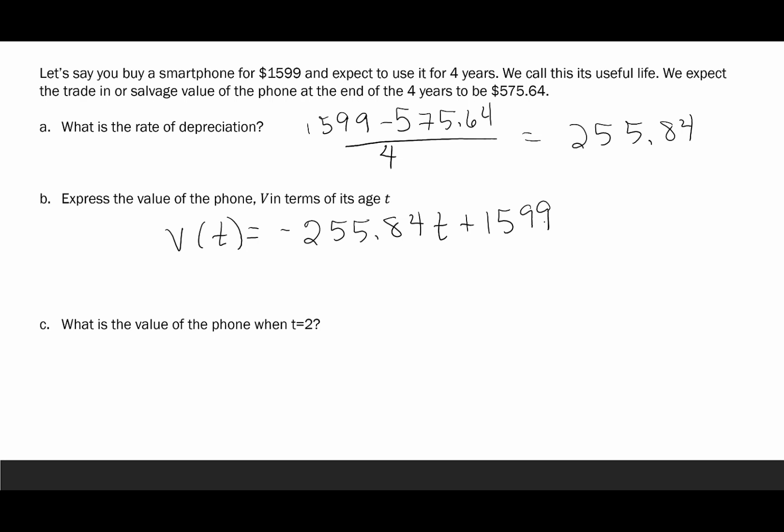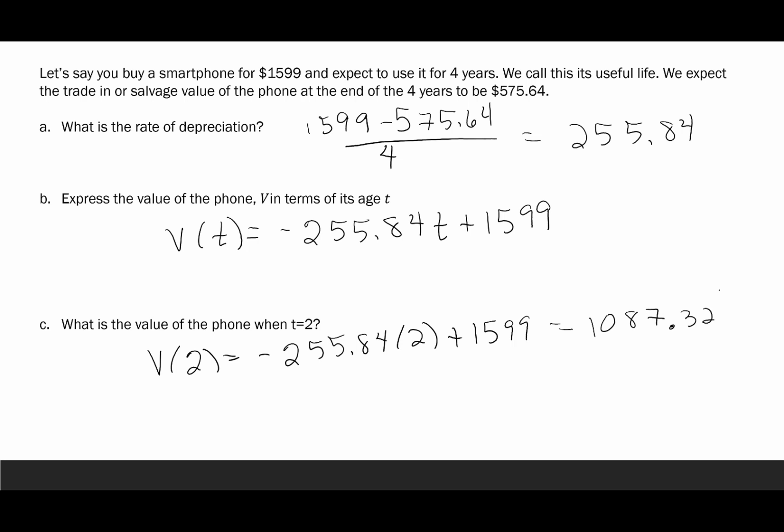Just to use this, let's say what's the value of the phone when time is equal to 2? So I'm going to put V of 2. I have negative 255.84 times 2 plus $1,599. This says in 2 years, the phone will be about $1,087.32 in value.